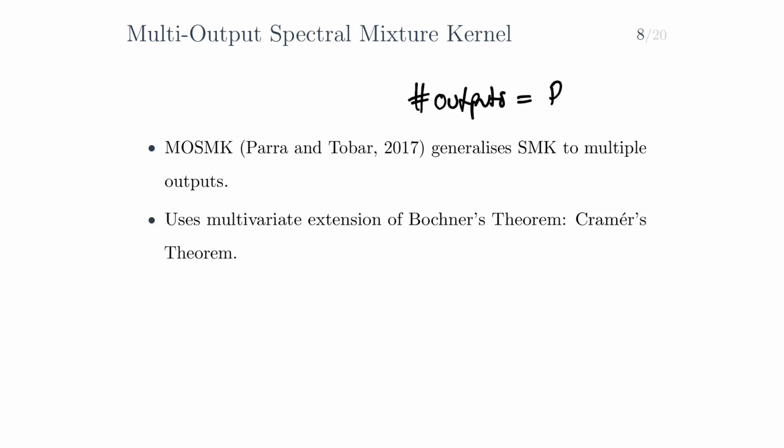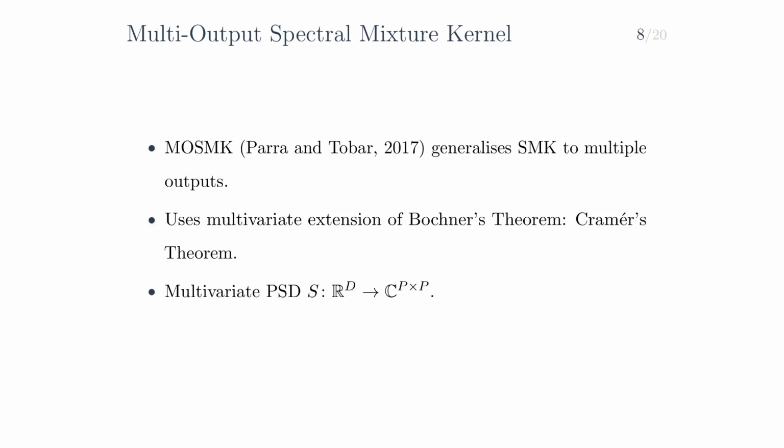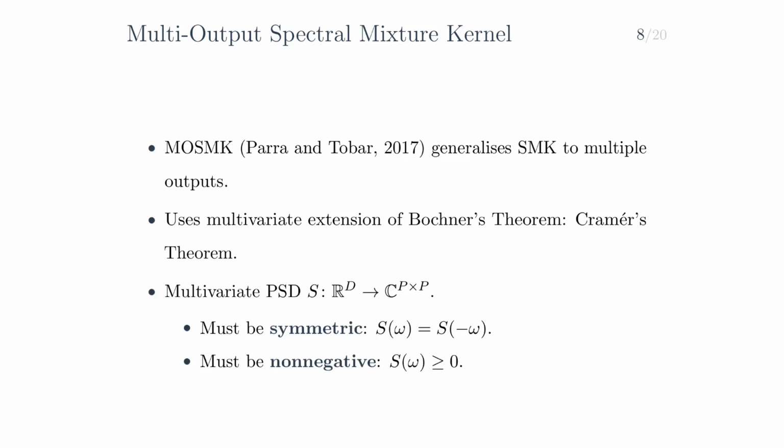The power spectral density is a matrix-valued function. In particular, it is a function from the input space to the space of p by p complex matrices. Like the single output case, this multivariate power spectral density must be symmetric and it must be non-negative. And those are the only requirements it has to satisfy. Here, non-negative means that the resulting p by p matrix must be positive definite.